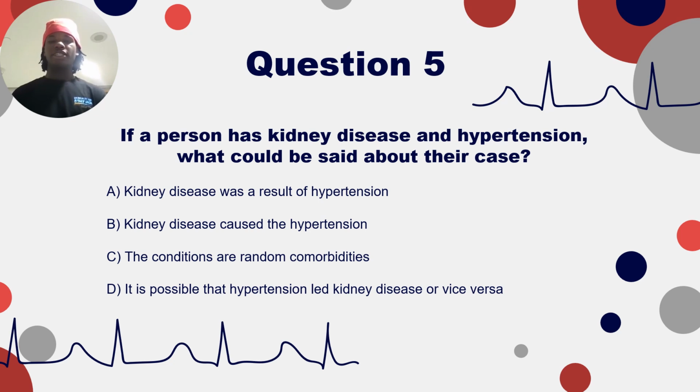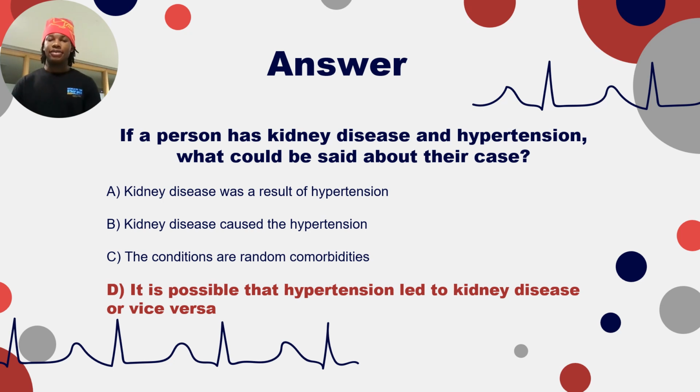Question 6. If a person has kidney disease and hypertension, what can be said about their case? A. Kidney disease was a result of hypertension. B. Kidney disease caused the hypertension. C. The conditions are random comorbidities. Or D. It is possible that hypertension led to kidney disease or vice versa.